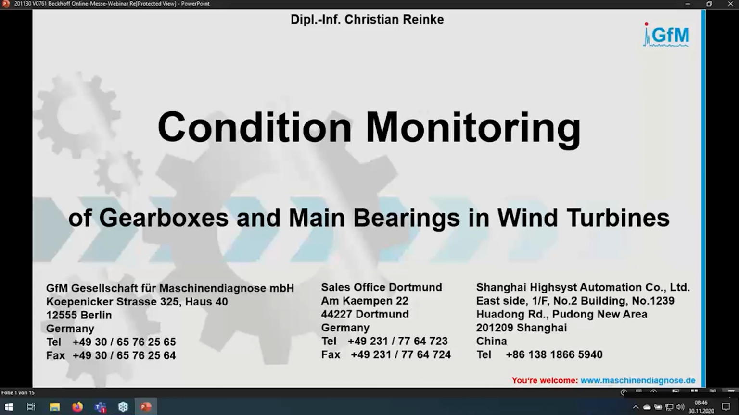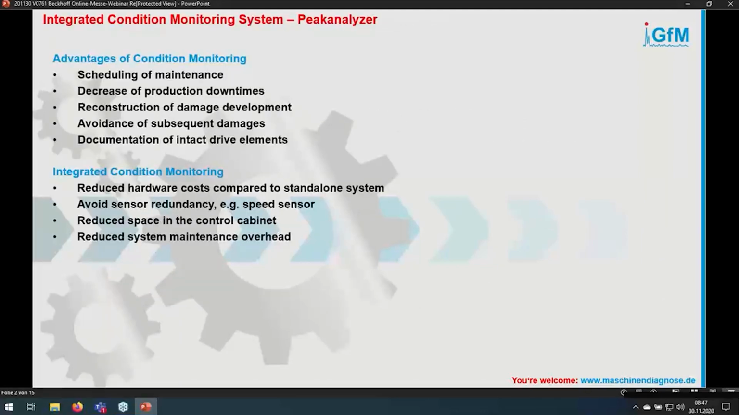I want to show you our condition monitoring solution called Peakanalyzer, an online condition monitoring that integrates into the back-off control for gearbox and main bearings analysis here. First of all, some advantages of condition monitoring itself. You want to schedule your maintenance and decrease production downtimes to have more productivity of your wind turbine or, in fact, any other machine you want to monitor.